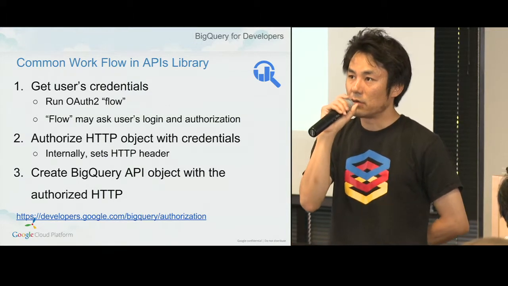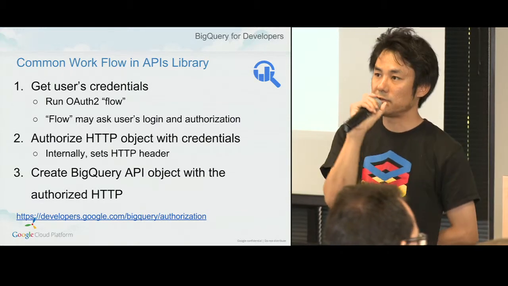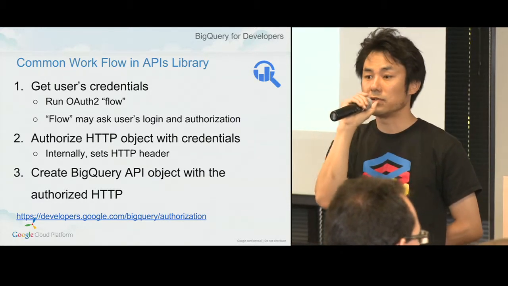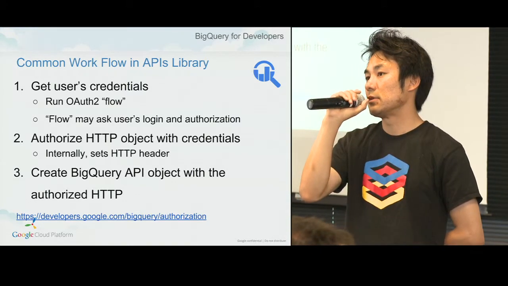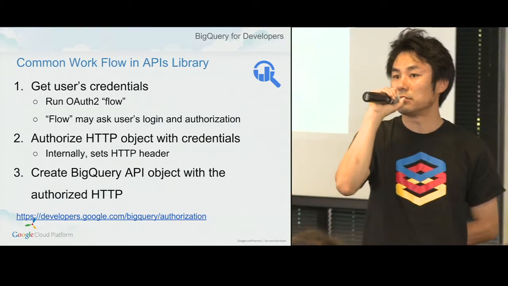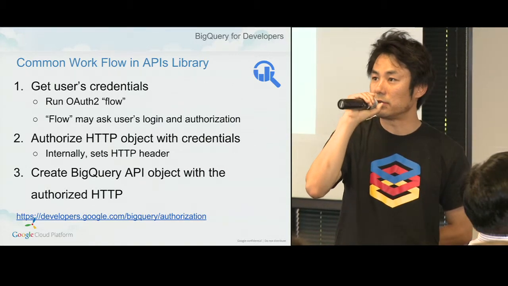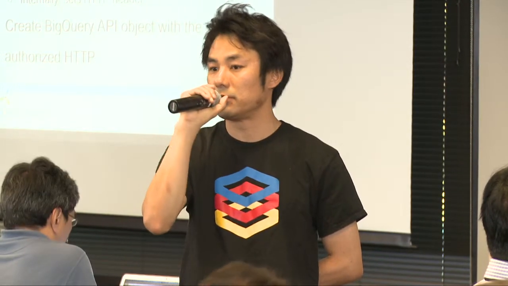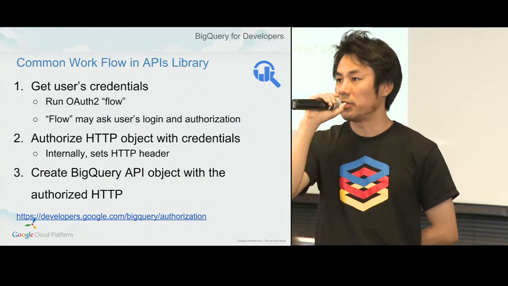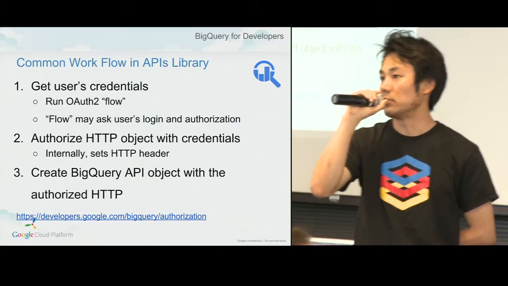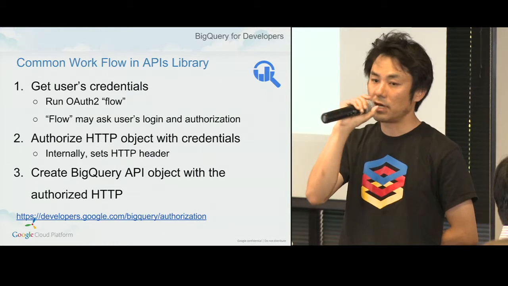And so here is some common workflow in API's library. So this is a common way to all the services. So first, you get users' credentials. So here we run OAuth flow. Flow is the object. We call it a flow. Flow automatically opens the browser's window if necessary. If you're logged in, it doesn't. And then authorize the HTTP object with the credentials you get from flow. And you create a BigQuery or whatever, Compute Engine or other API object with that authorized HTTP.